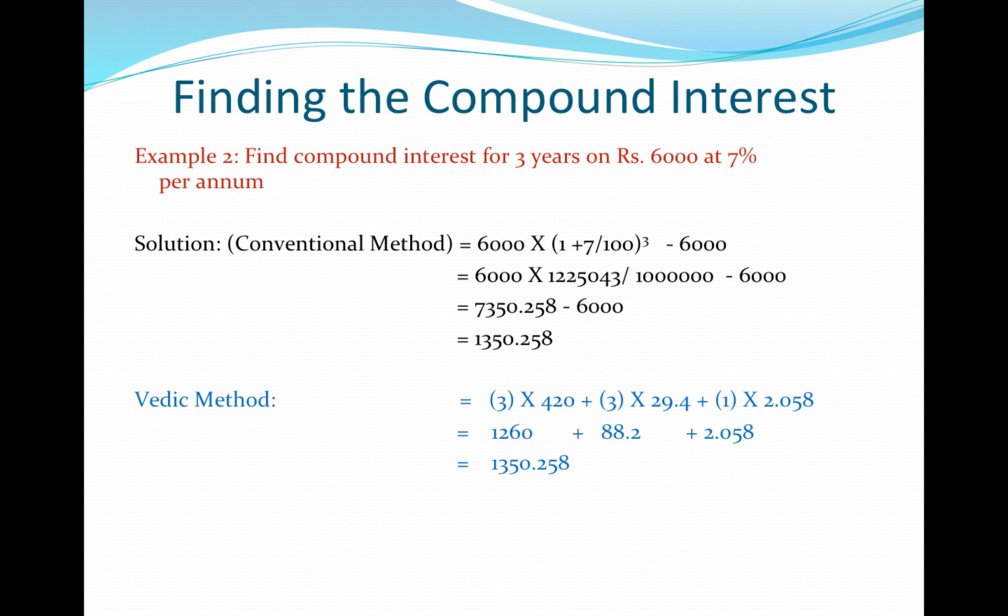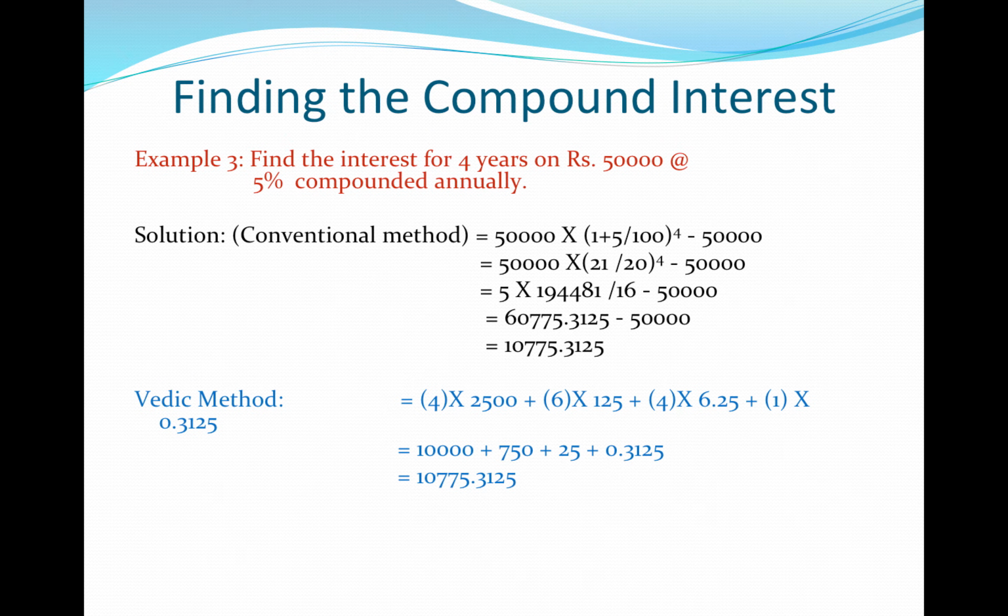Now 7% of 420, just multiply it by 7 and divide by 100, which is 29.4. So 29.4 multiplied by 3 is 88.2. Now calculate 7% of 29.4. Just multiply 29.4 with 7 and divide by 100, which is 2.058 multiplied by 1. So add 1260 plus 88.2 plus 2.058, which is 1350.258. We easily got the answer for the compound interest.